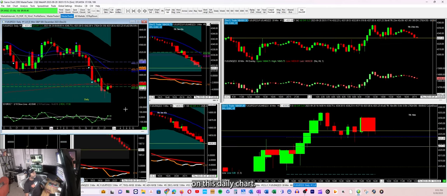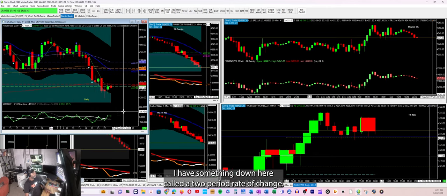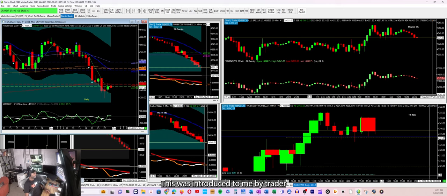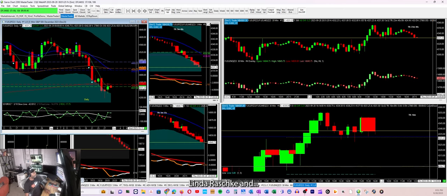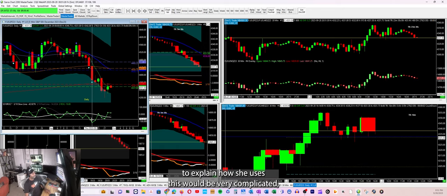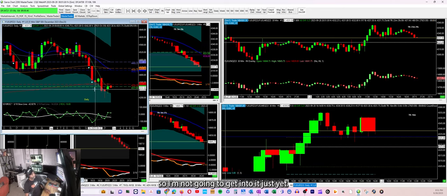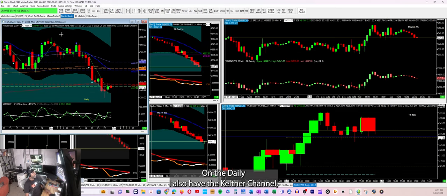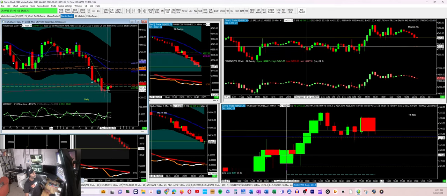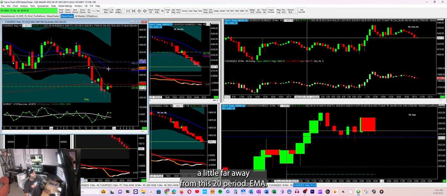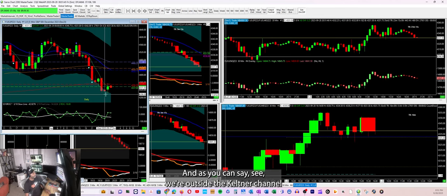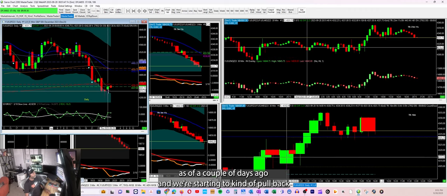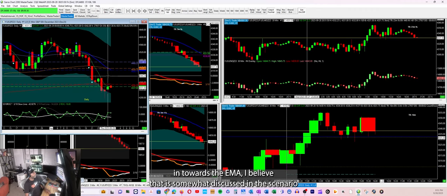On this daily chart, I have something down here called a 2-period rate of change. This was introduced to me by trader Linda Raschke. To explain how she uses this would be very complicated, so I'm not going to get into it just yet. On the daily, I also have the Keltner Channel, just to let us know if we're getting a little extended, a little far away from this 20-period EMA. As you can see, we were outside the Keltner Channel a couple of days ago, and we're starting to pull back in towards the EMA.